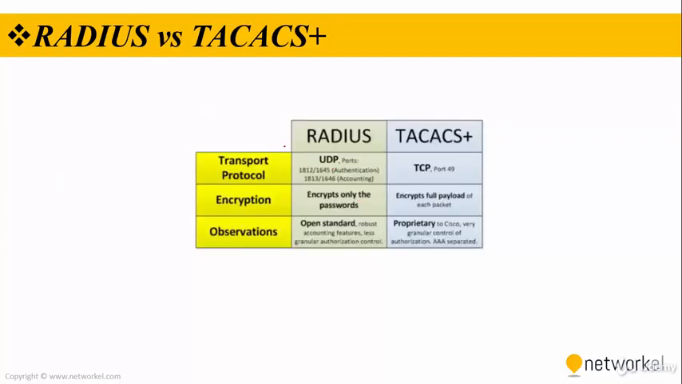Here are some differences between Radius and TACACS. Radius uses UDP while TACACS Plus is using TCP. Radius encrypts only the passwords while TACACS encrypts the full payload of each packet. And as I told you before, Radius is an open standard and TACACS is Cisco proprietary.